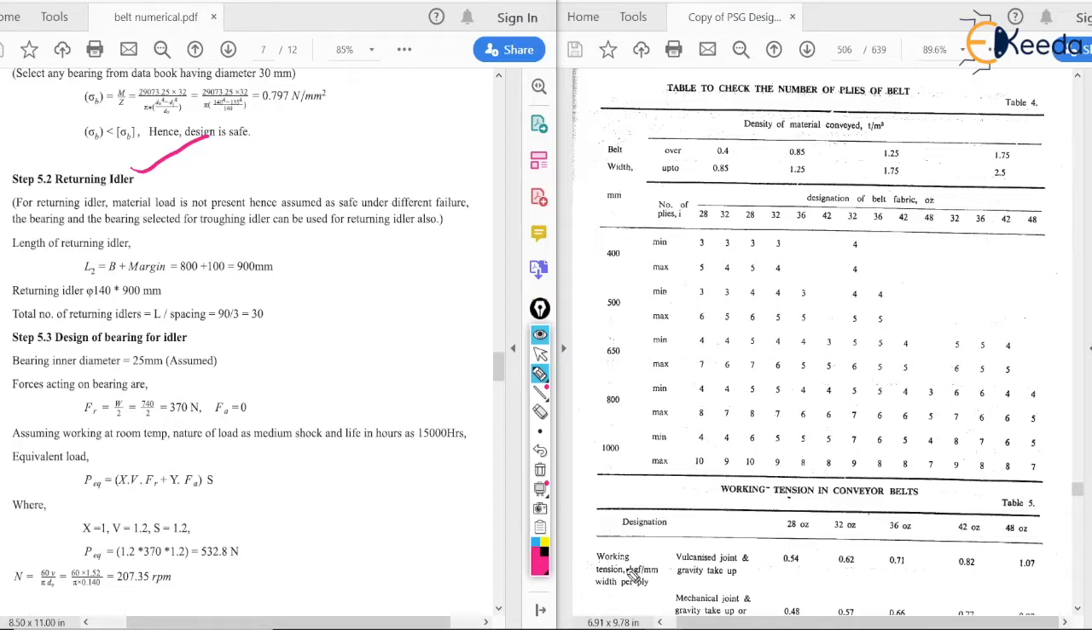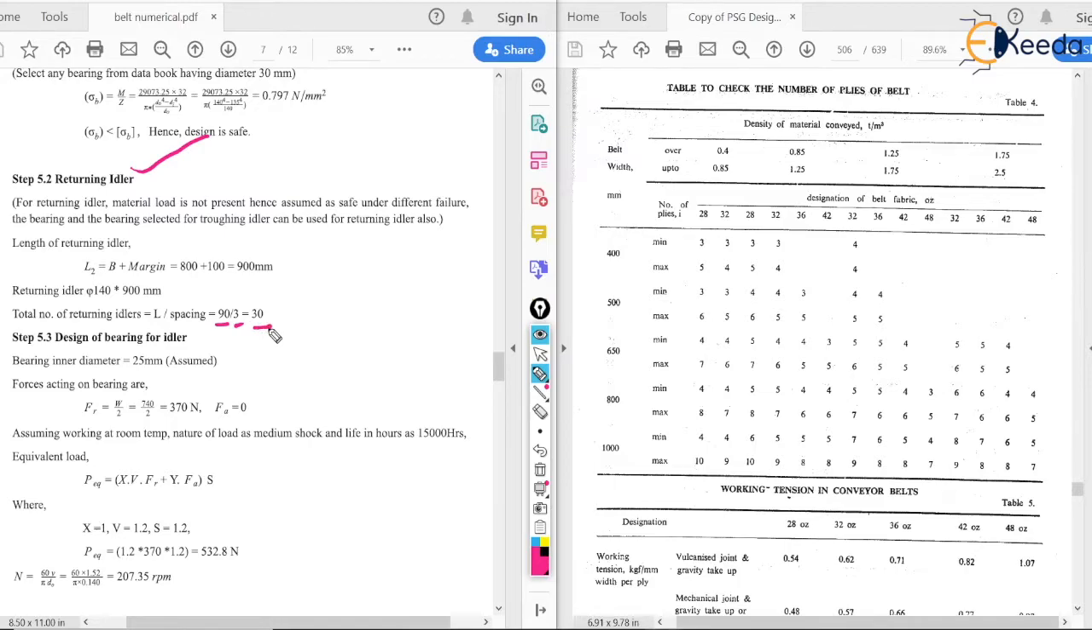For the returning idler, the length of the returning idler is L2, which is equal to B plus margin. B is 800 and the margin we have taken is 100, so it is equal to 900. Now the returning idler has a similar diameter, that is 140 mm, and the length is 900 mm. Now the total number of returning idlers we need is 90, total distance divided by 3, that is 30.